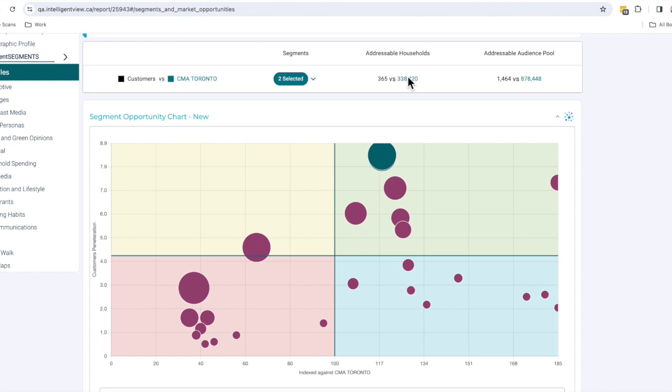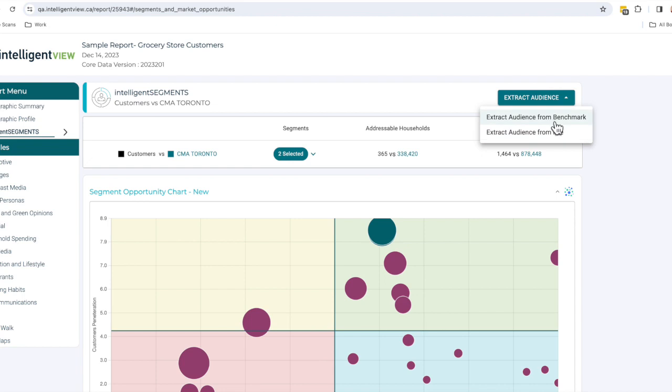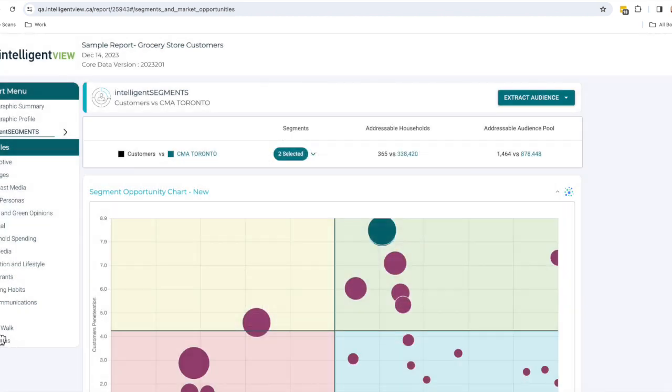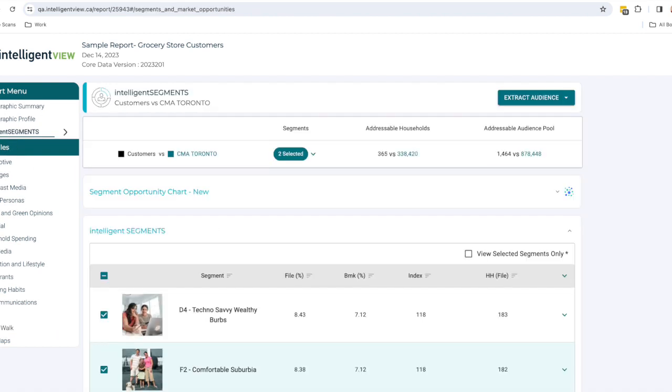I can click on them and see the addressable audience statistics, and I can send these audiences straight away for digital media activation to the intelligentVIEW platform. Or I can run a carrier walk containing just these segments and perform a direct mail campaign. But let's stop and take a look at the other quadrants first.